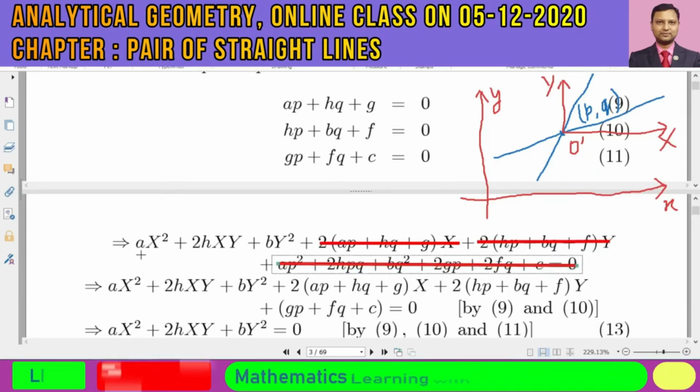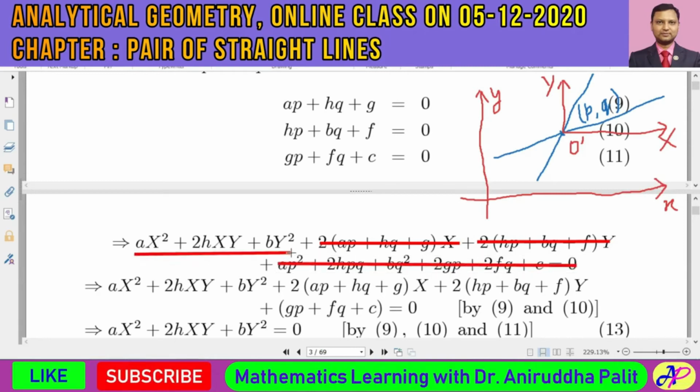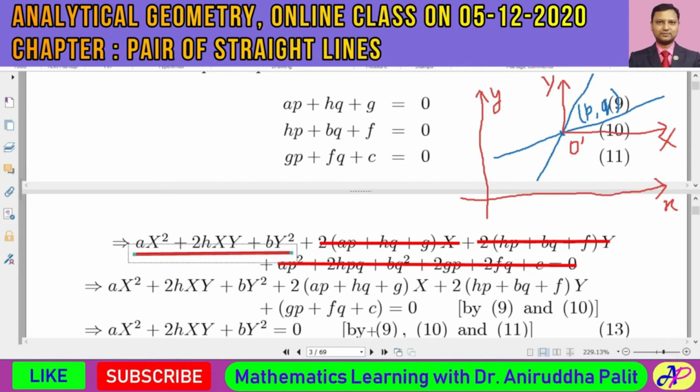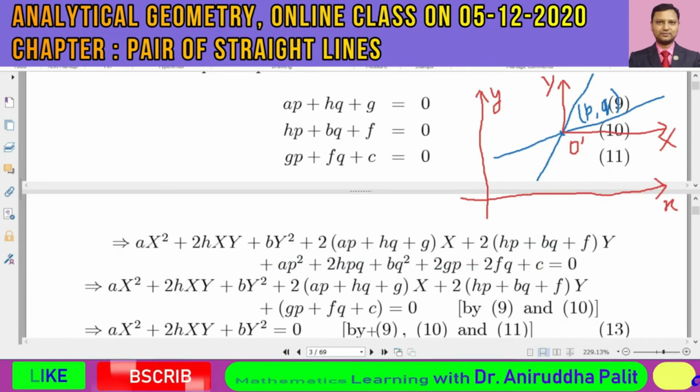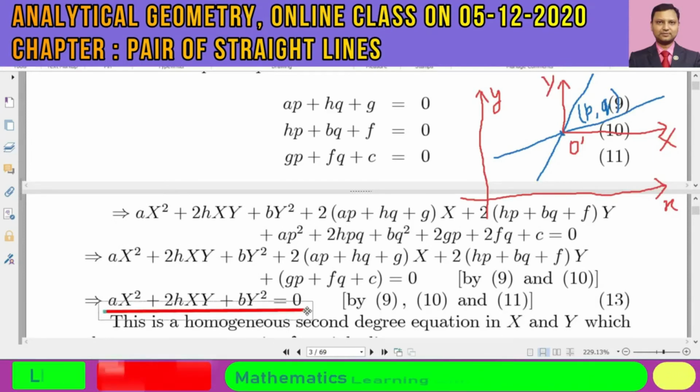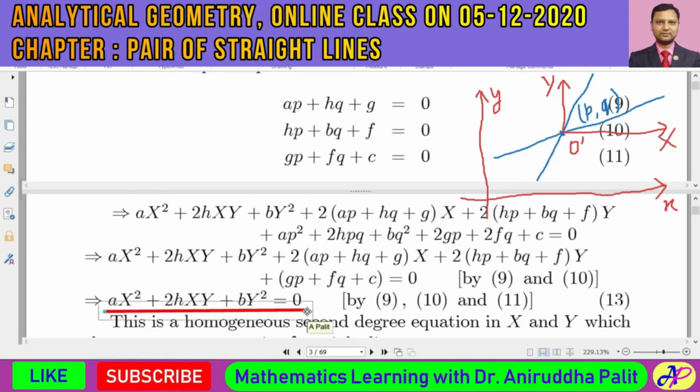That means we actually have a purely second degree homogeneous equation involving x and y. Got it? So we ultimately have this relation, and we know that a purely second degree equation involving x and y always represents a pair of straight lines. It does not represent any other curve at all.